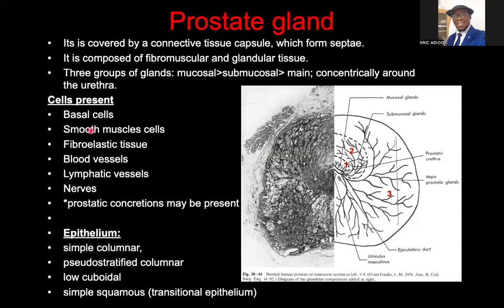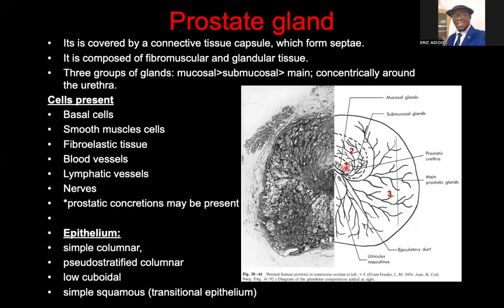You have basal cells, smooth muscle cells, fibroelastic tissue cells, blood vessels, lymphatic vessels, nerves. Prostatic concretions may be present depending on the age, what we call the corpora amylacea. The epithelium is lined by simple columnar or pseudostratified columnar or low cuboidal or simple squamous or transitional epithelium. So a myriad of epithelial characteristics there.